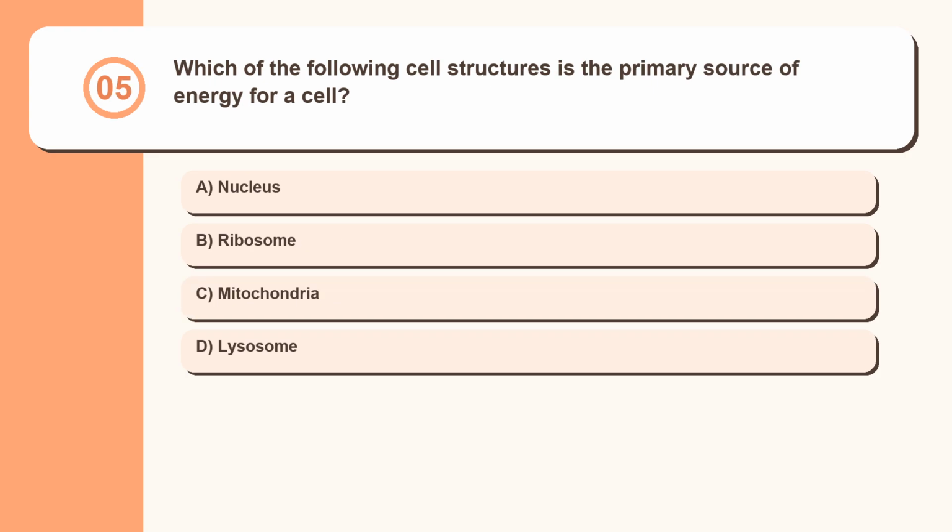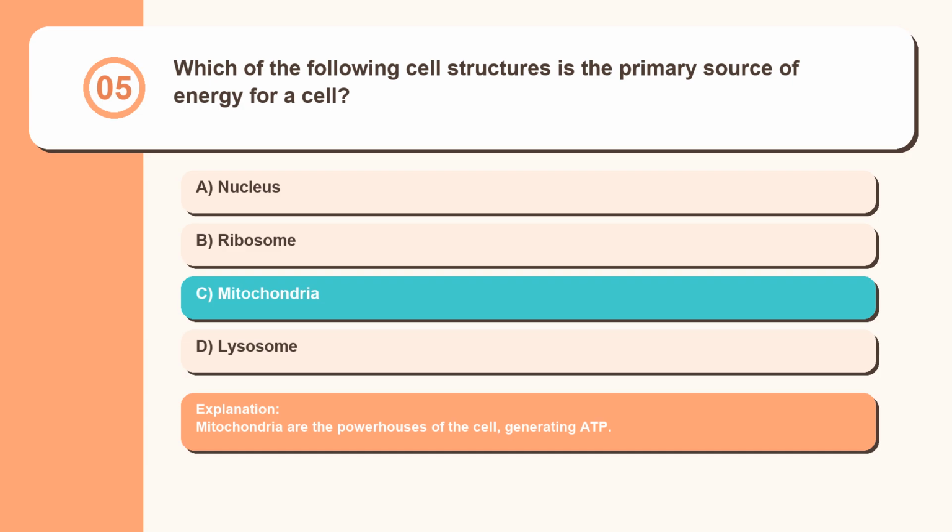Question 5. Which of the following cell structures is the primary source of energy for a cell? Nucleus, ribosome, mitochondria, lysosome. Mitochondria are the powerhouses of the cell, generating ADP.